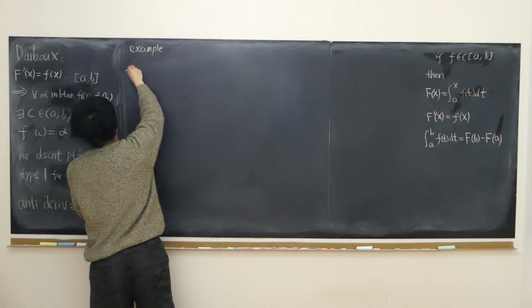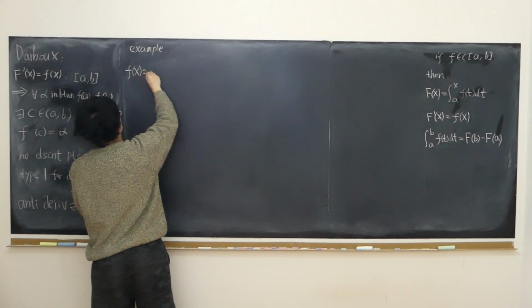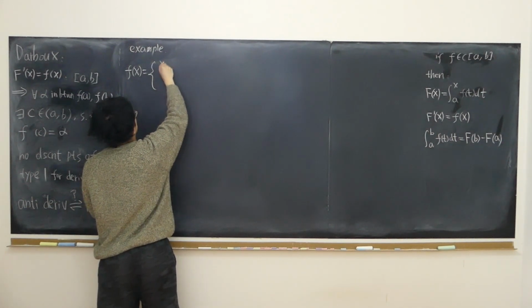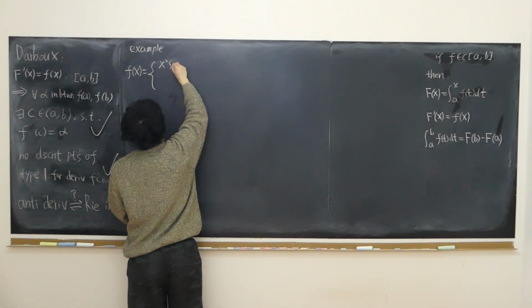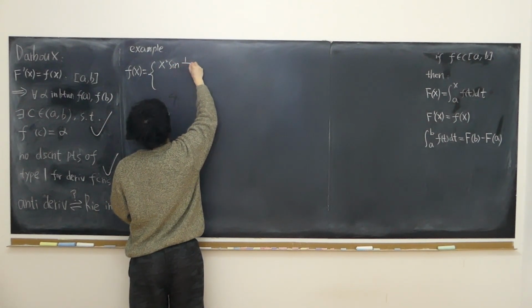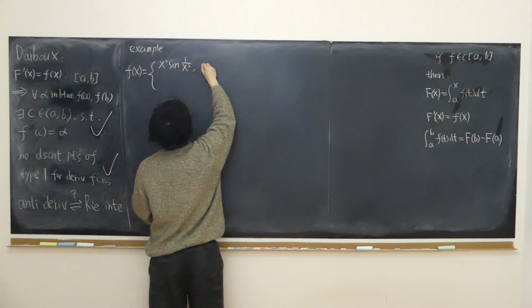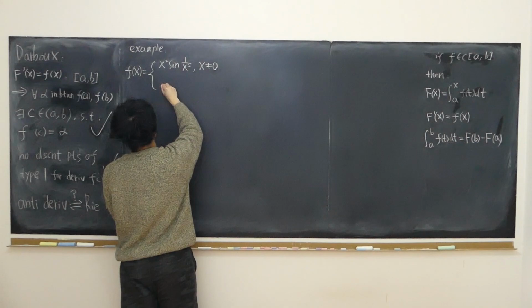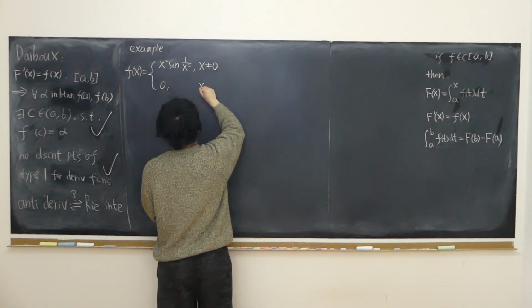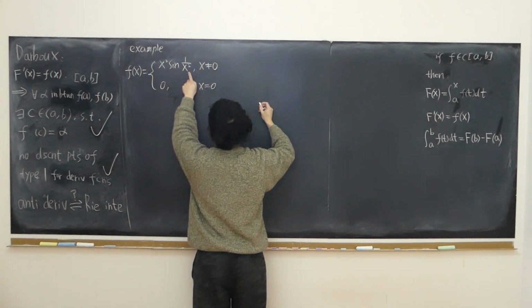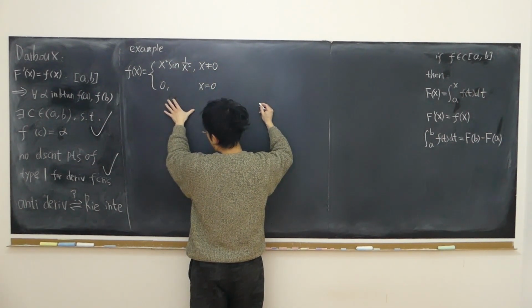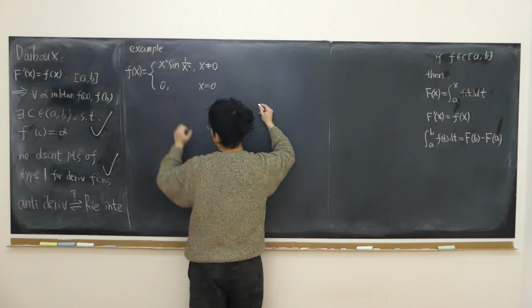For example, f of x is defined to be a piecewise function where, when x is not 0, it is equal to x squared times sine of 1 over x squared. It's also defined to be 0 when x is equal to 0, because 1 over x is at the bottom and cannot be 0. For this piecewise function, it's easy for us to find its derivative.